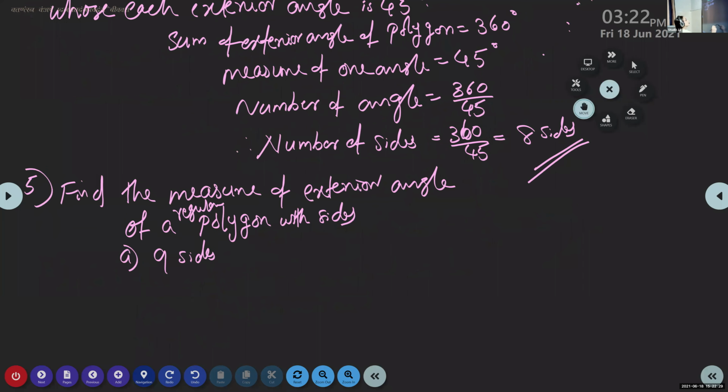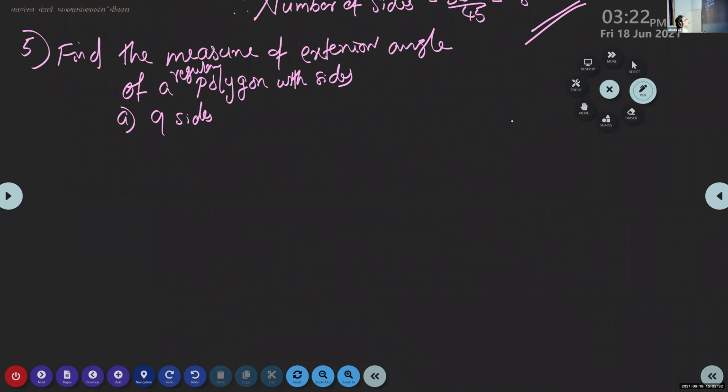9 sides. So how can we find it? We have 9 sides, so 9 exterior angles. The sum of all exterior angles is equal to 360, and since it is a regular polygon, all exterior angles are equal. It has 9 sides, which means there are 9 angles, and the sum of all the exterior angles is 360. So how can we find the measure of one angle? 360 divided by 9.